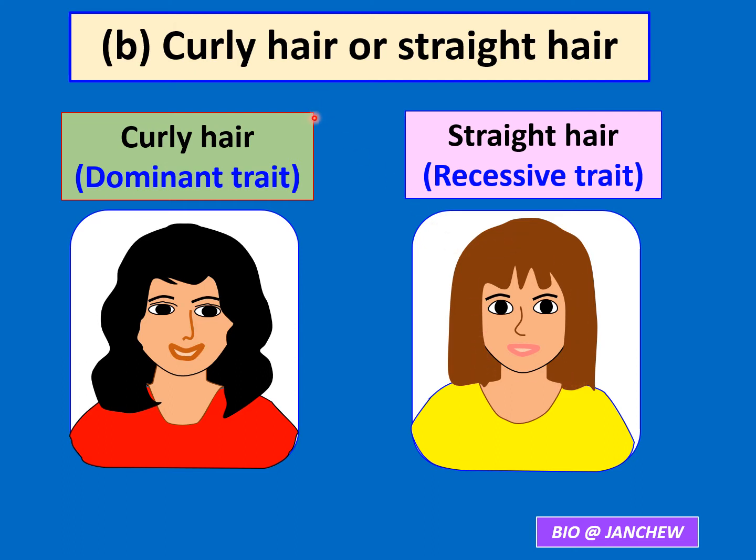We say that curly hair is a dominant trait controlled by a dominant allele or dominant gene. We usually call it an allele. In this case, the gene is called an allele. And straight hair is a recessive trait controlled by a recessive allele. Dominant and recessive traits and alleles will be discussed at the end of this part.